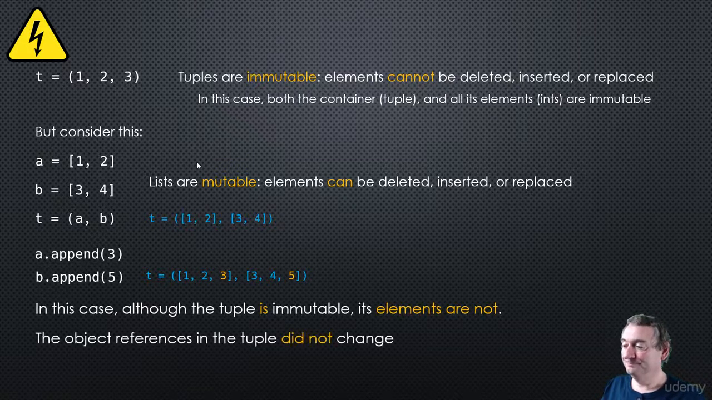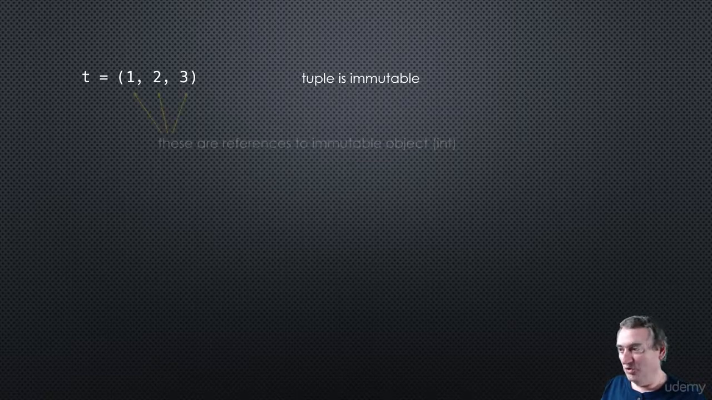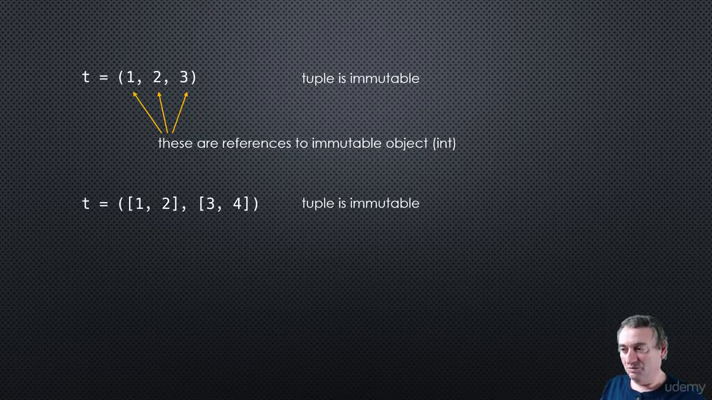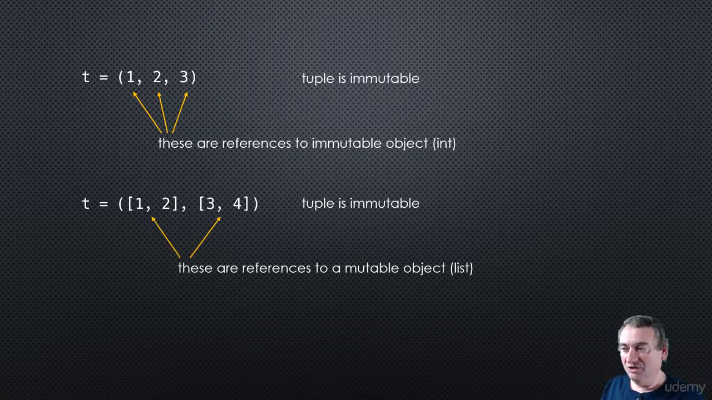Okay. So we just have to be careful here. So let's look at this. t equals 1, 2, 3. The tuple is immutable. So these are references to immutable objects, right, of type integer. So this will never change. However, in the second case that we looked at, the tuple contains the lists 1, 2 and 3, 4. The tuple is still immutable. That hasn't changed. But those are references to mutable objects, and so we can change them. Right? So a very subtle point, but one to be careful with.